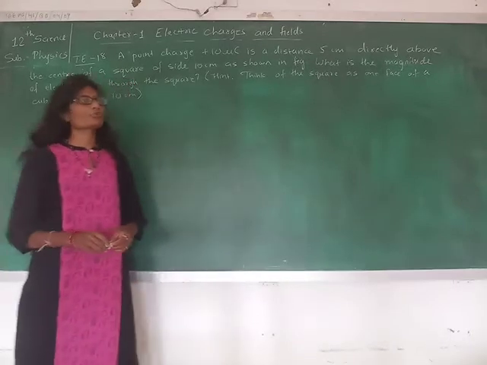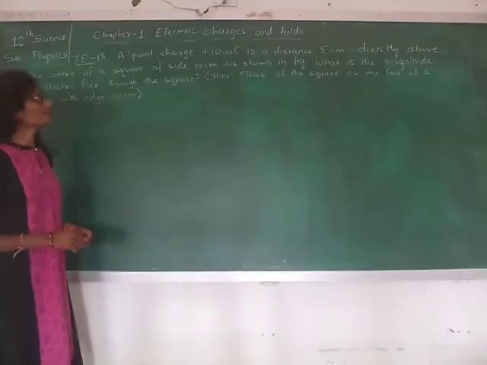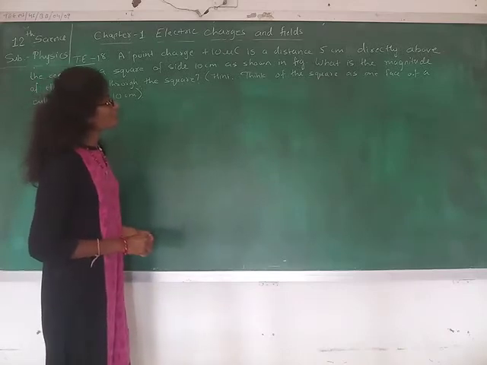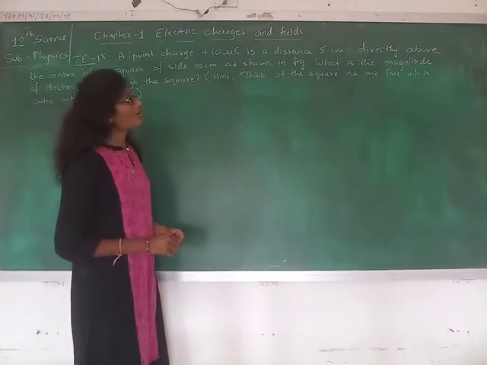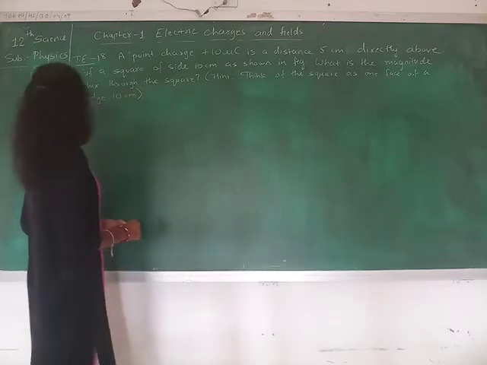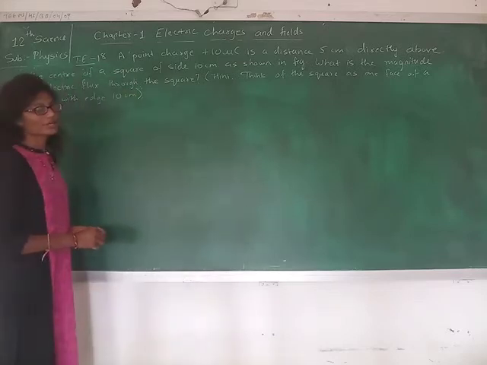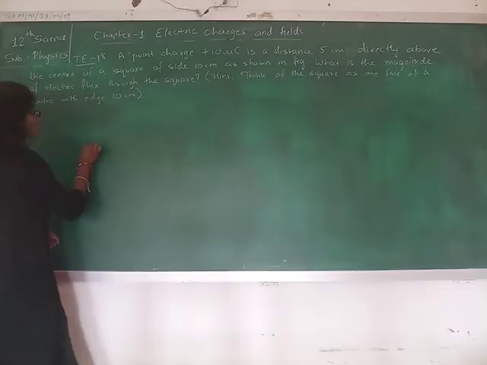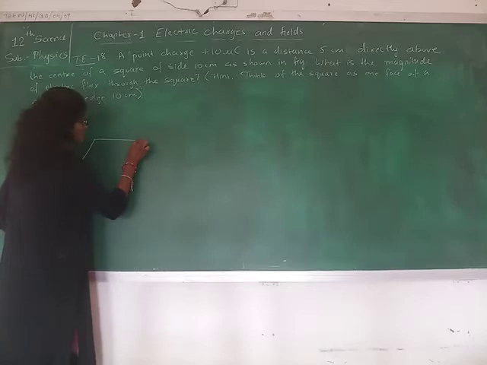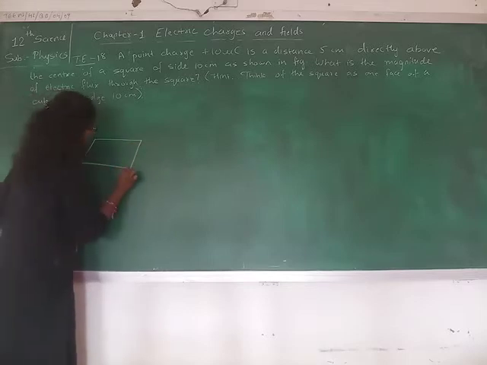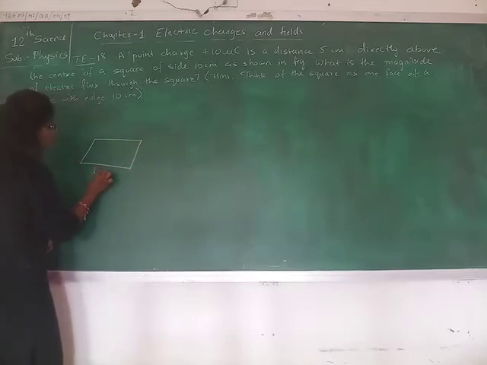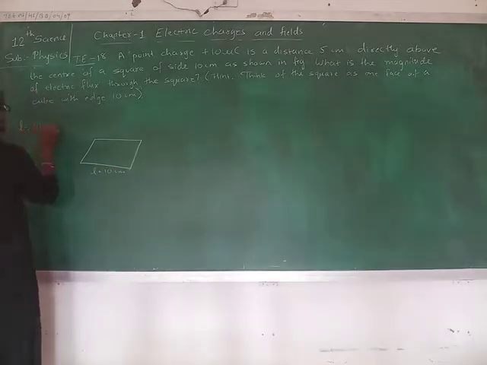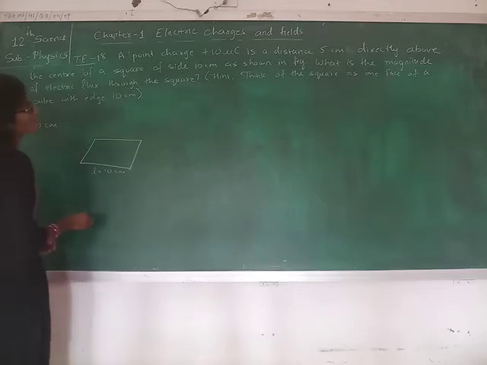Now let us solve numerical number 18 of the textbook exercise. A point charge of plus 10 microcoulomb is at distance 5 cm directly above the center of a square of side 10 cm as shown in the figure. That means here we are having a square whose side is 10 cm. So let us consider L equals 10 cm.